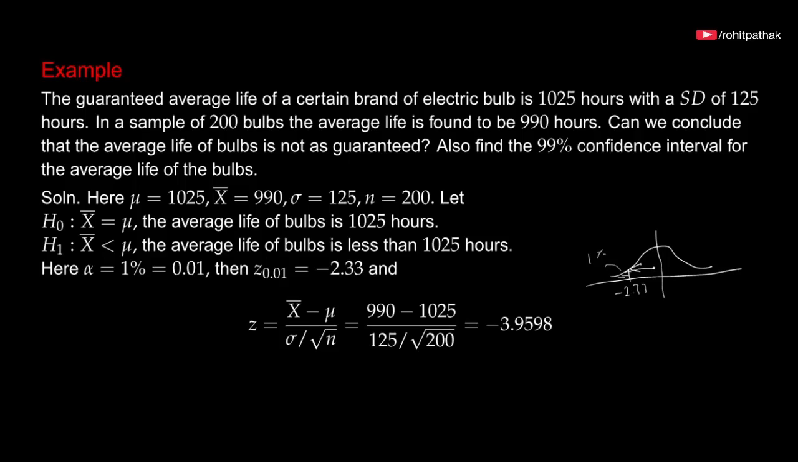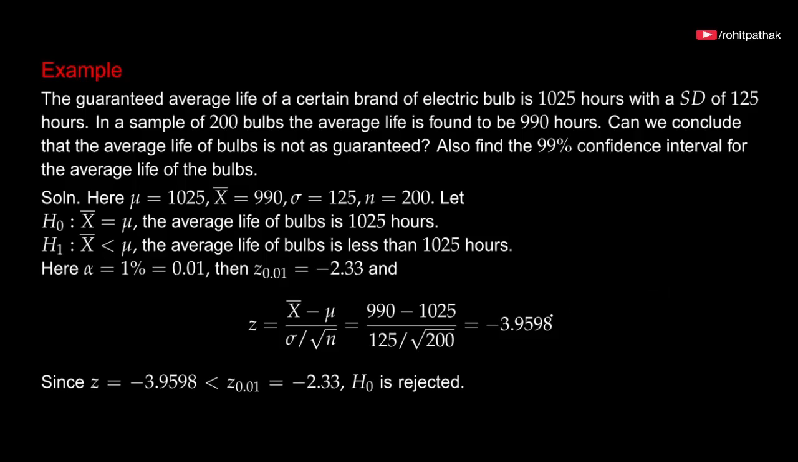So this region is the region of acceptance. Let's see where this computed value of Z falls. If we compute this Z, we see that Z equals minus 3.95898, which is falling outside of this interval. So this value is in the critical region. Therefore H0 is rejected and H1 is accepted. That means the guaranteed average life of bulbs is not 1025 hours, but it is less than 1025 hours.